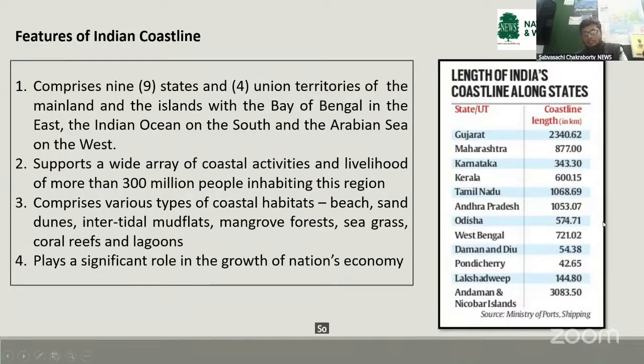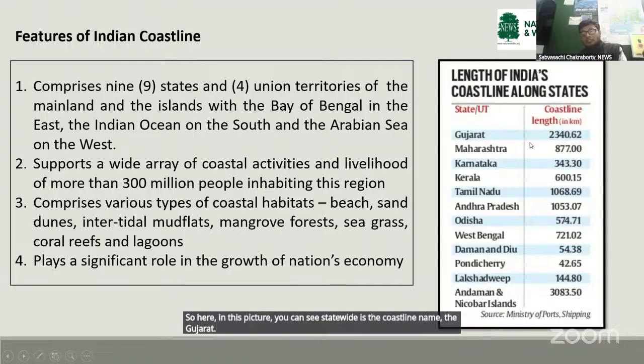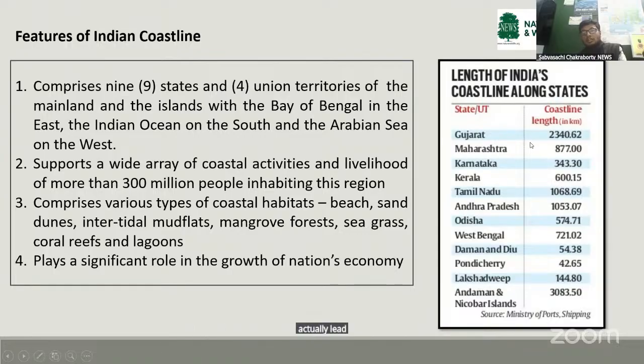So here in this picture, you can see the state-wise coastline length. Gujarat leads with the highest coastline length, and in terms of union territories, the Andaman and Nicobar Islands lead in terms of coastline length.